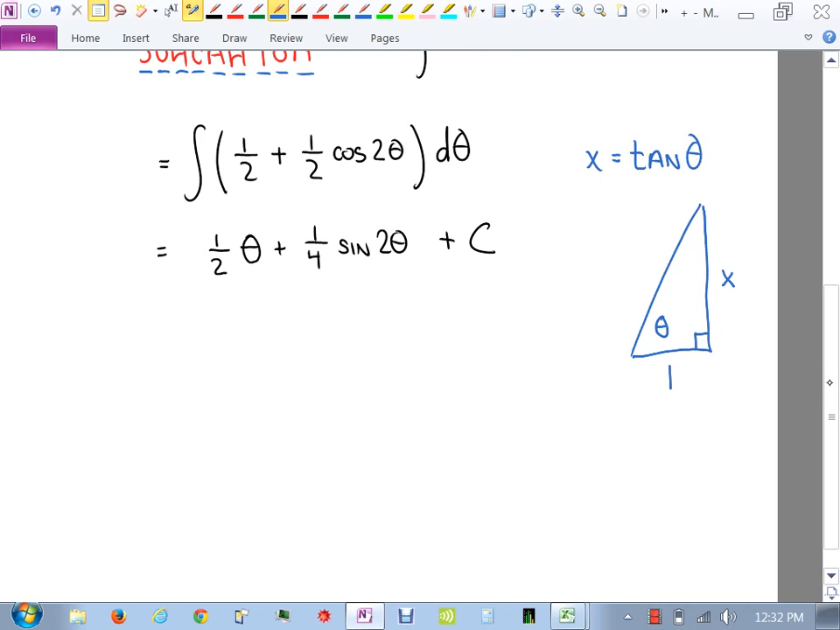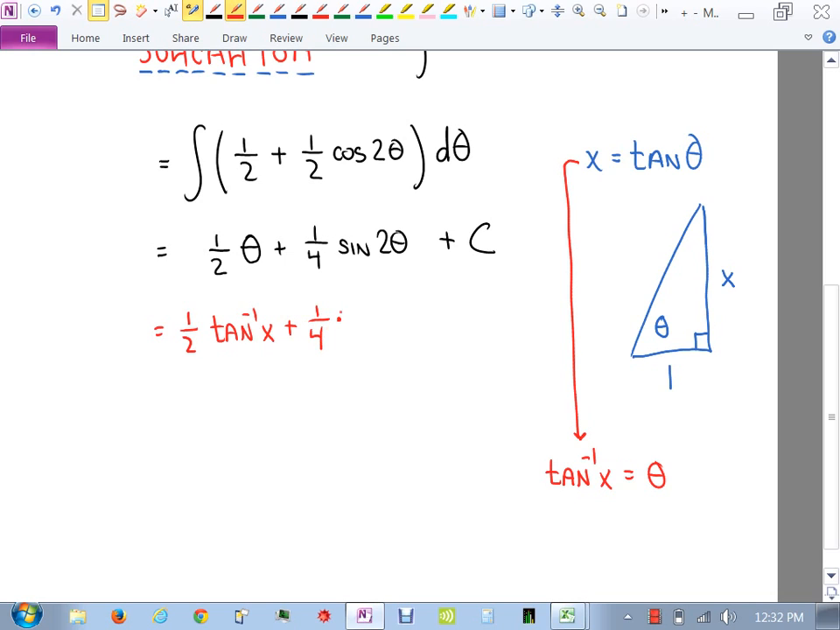Okay, so wait a minute. Hold on. I'm lost. That's my relationship. I need theta, right? So how do I get theta from that equation? Take the inverse, right? So the arc tangent or inverse tangent on both sides. So that becomes 1/2 tangent inverse of x plus 1/4.